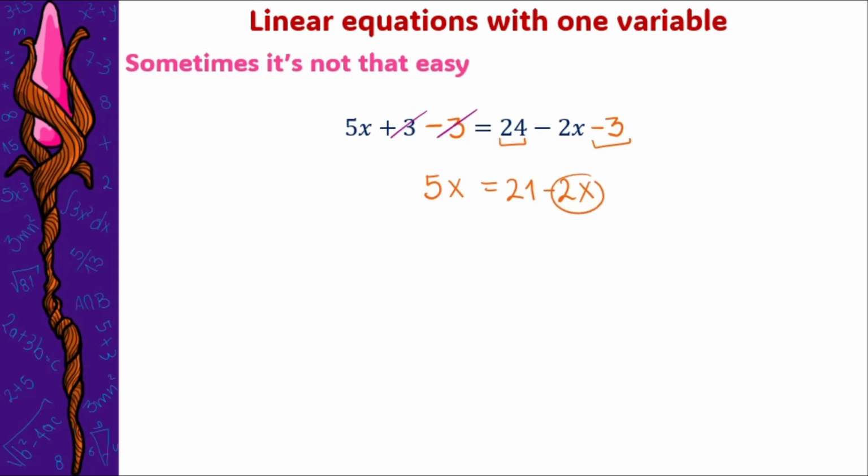Now, the 2x, we want to bring it to the left. So we should do the opposite operation of what the 2x is doing. The 2x is being subtracted, so we should add it to both sides.